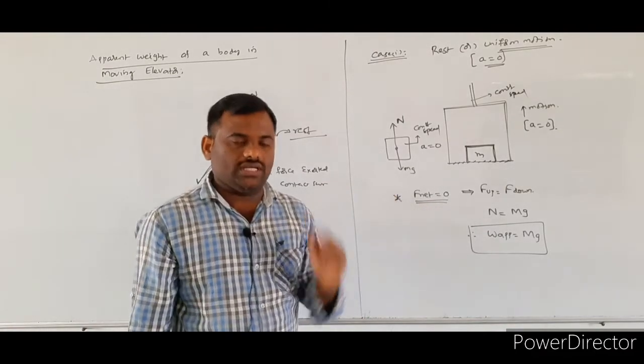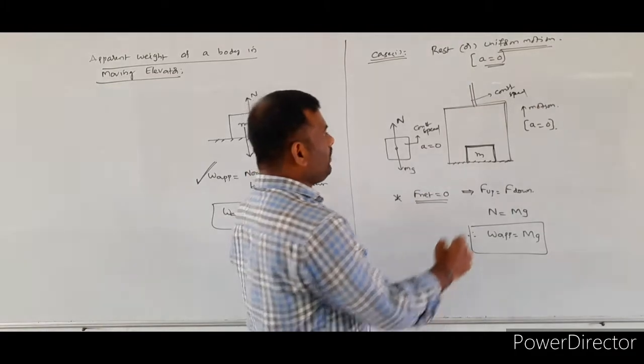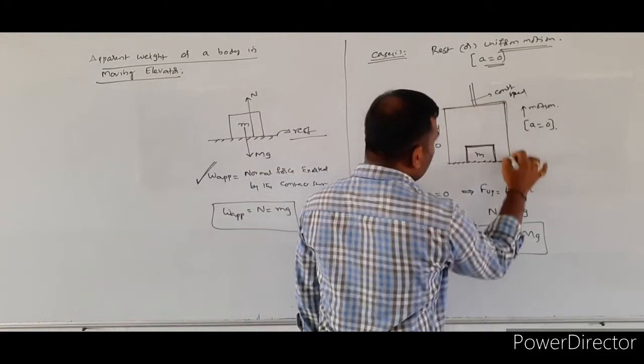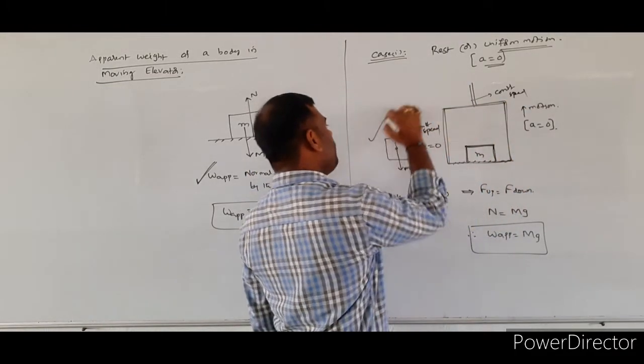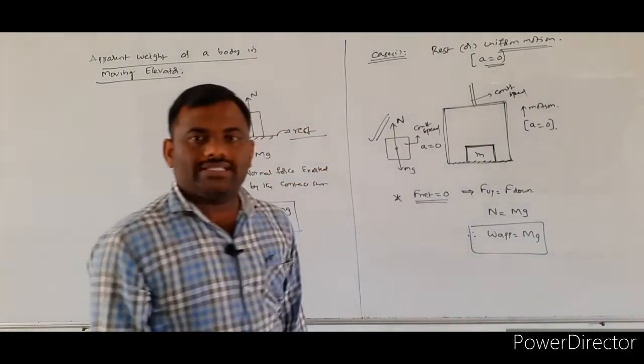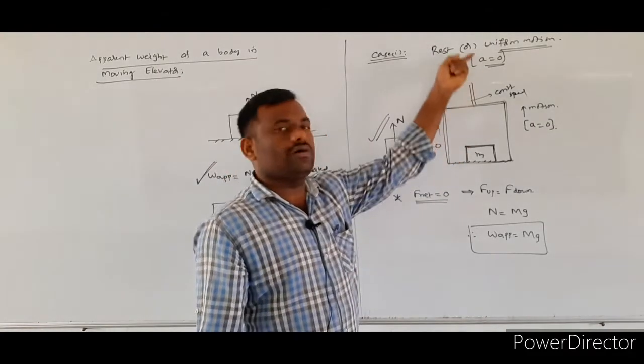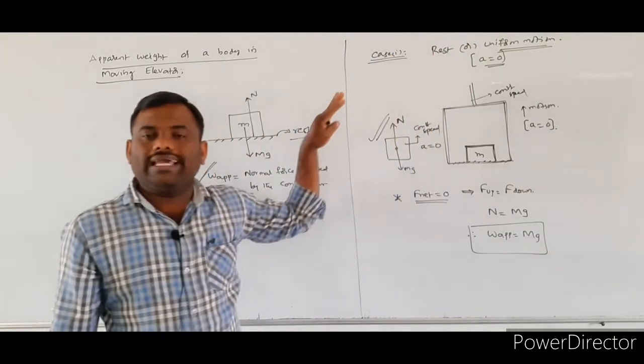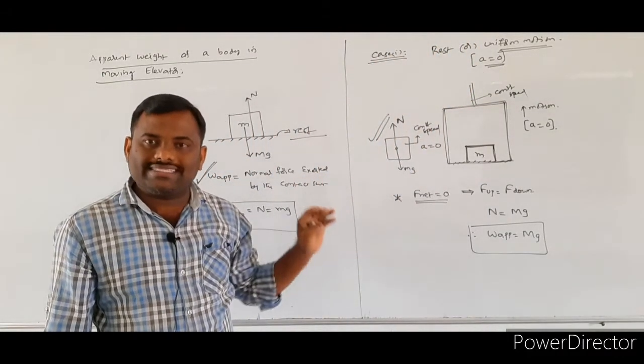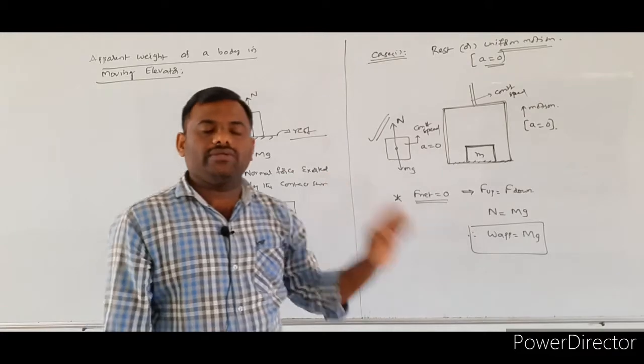One point we have to remember: if the elevator is moving with a constant speed, the block is also moving with the constant speed in the same direction. If it is traveling with a constant acceleration, the block is also traveling with the constant acceleration. That point we have to remember.